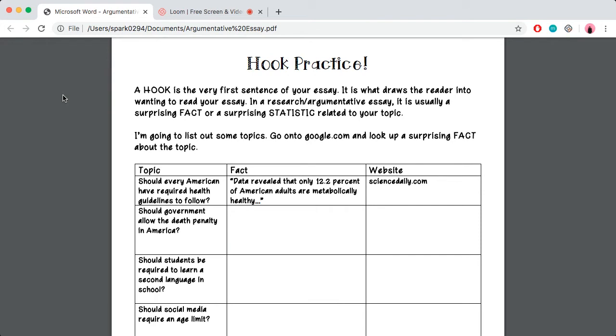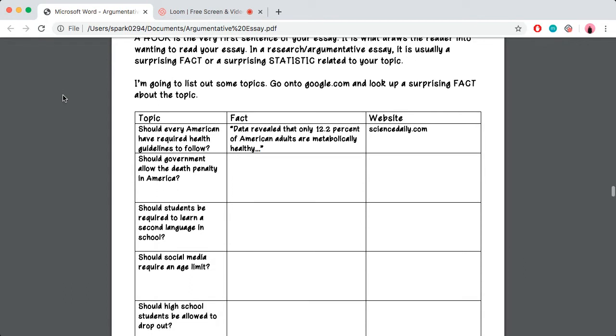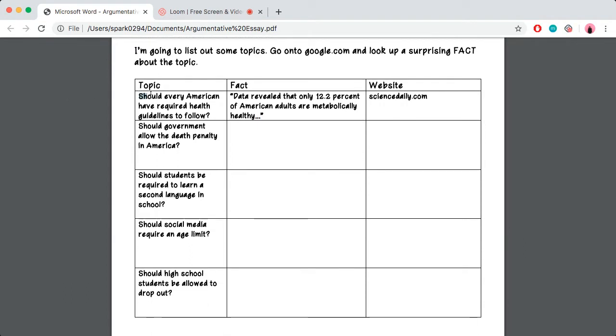I'm going to list out some topics. You're going to go on Google or whatever search engine you like, and you're going to look up a surprising fact about the topic that I've listed on the left. Let me give you an example of a good hook for the first topic that I have listed here. So I have listed, should every American have required health guidelines to follow?